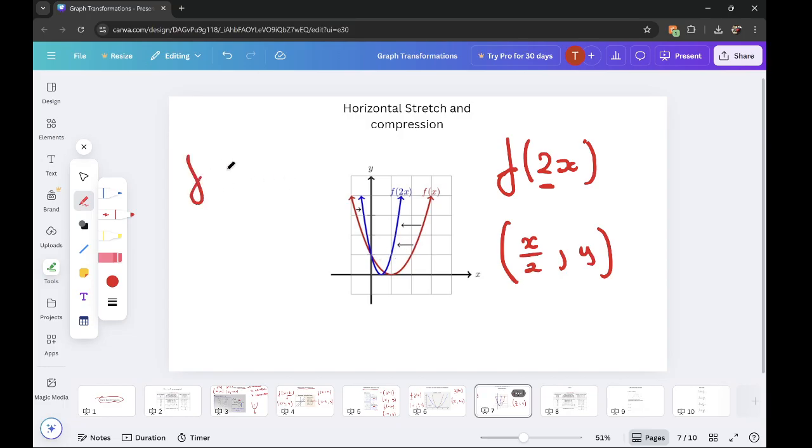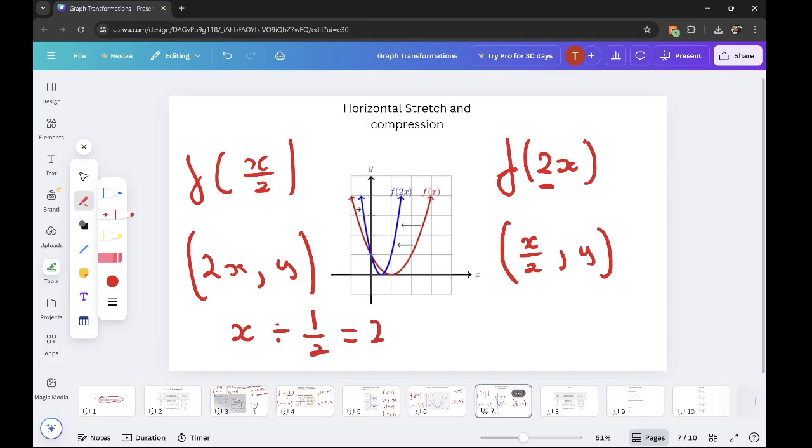But if instead it was x being multiplied by 1/2, it would be 2x comma y. This is because what you have to do over here is x divided by 1 over 2, which is 2x. So that's what you plug in here. So remember, it's the exact opposite for horizontal stretches, compressions, or translations. I just want you to keep that in mind as a really, really important note.